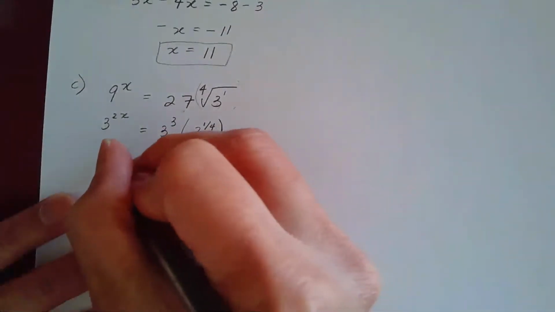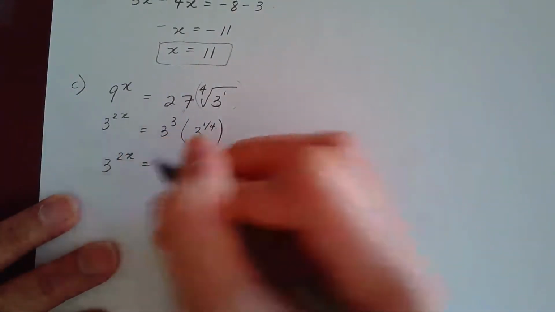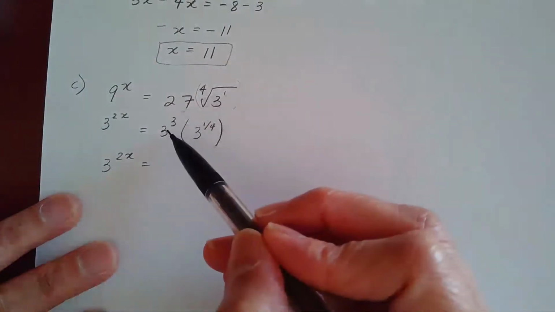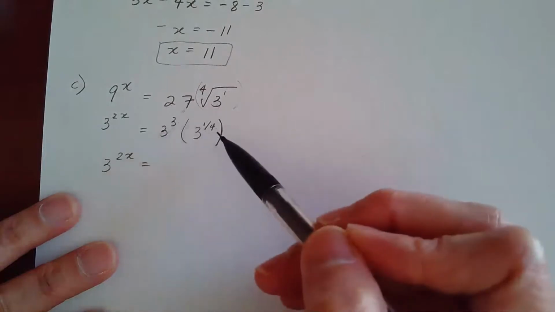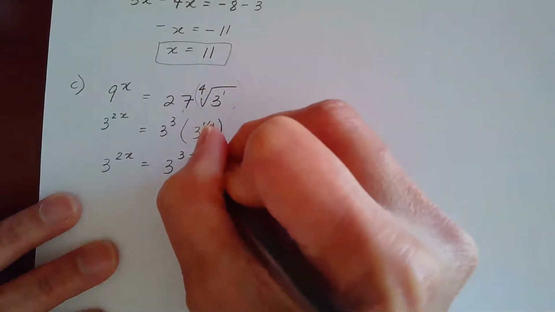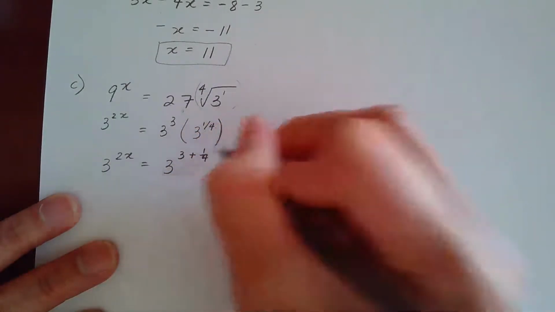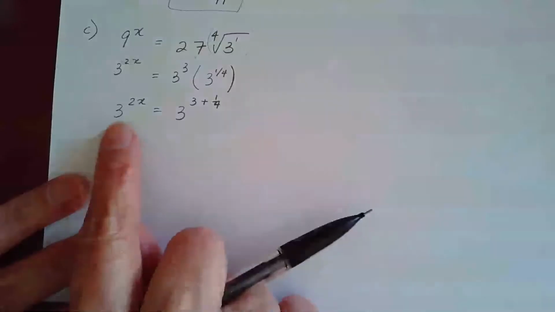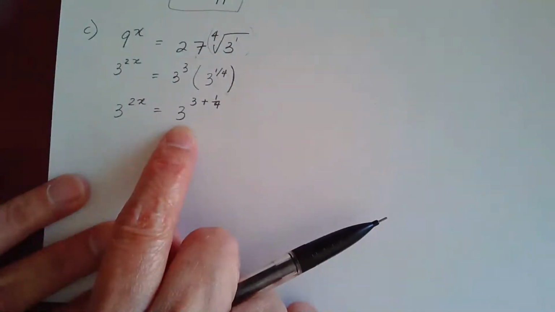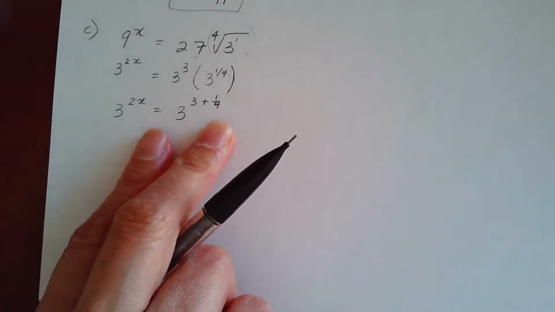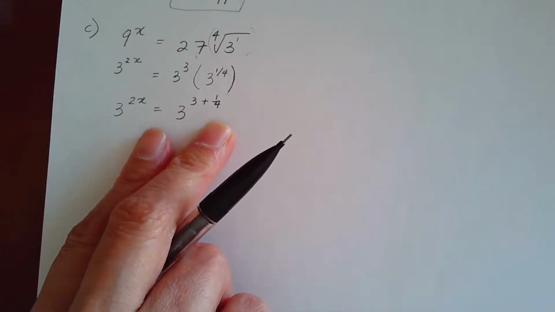So how do we do this part? 3 to the 2x equals 3 cubed times 3 to the 1/4. What do we do with that one? When we're multiplying powers, we add the exponents. This is the same thing as 3 to the exponent 3 and 1/4. Now that they have the same base, the exponents are going to be the same. So this is going to be 3 and 1/4.